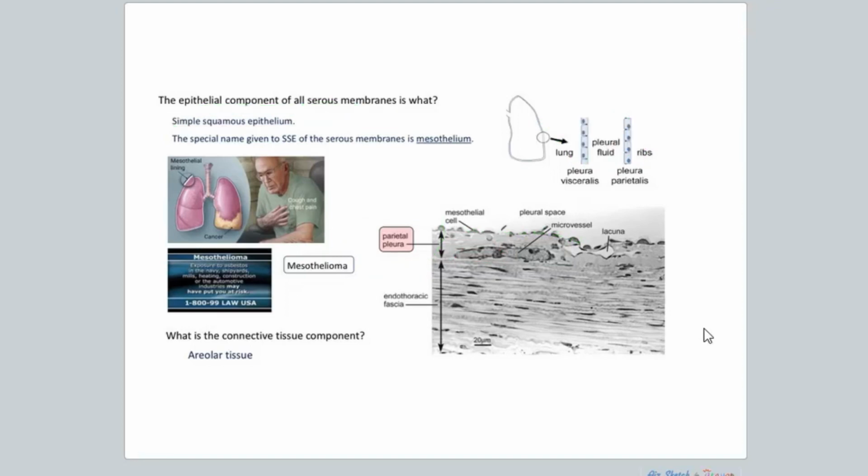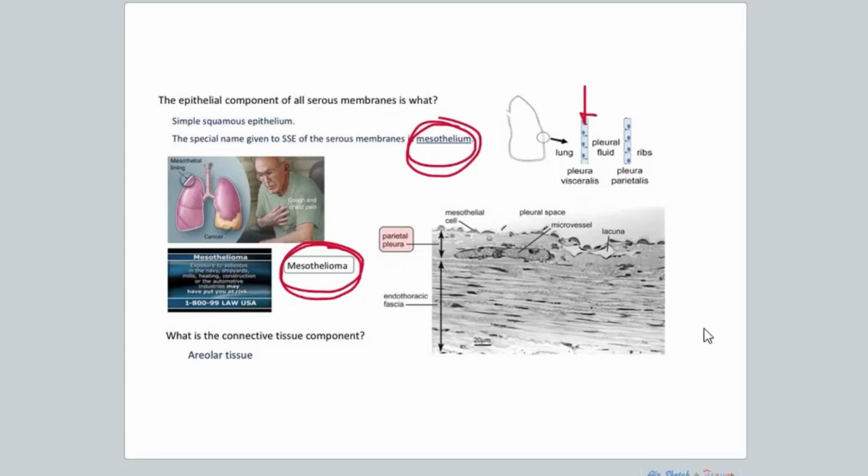And there is a special name given to the simple squamous epithelium of these serous membranes, and that's mesothelium. You may have heard that term before. Where have you heard that? Mesothelioma. Okay? What's happening with mesothelioma is that it's a type of cancer of this mesothelium, and it affects people who worked in asbestos mines and had exposure to these fine respiratory particles.